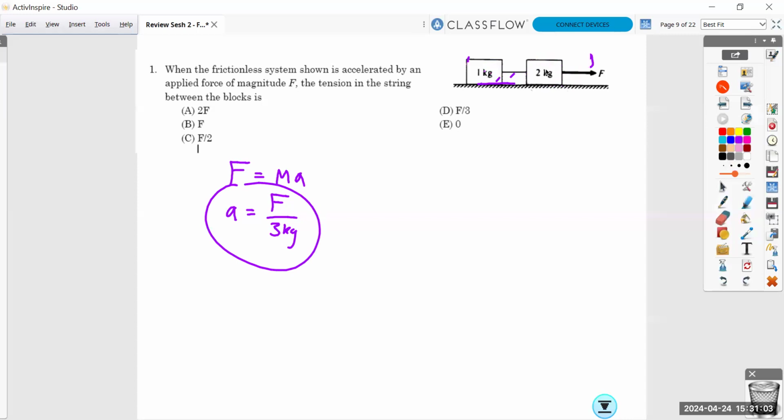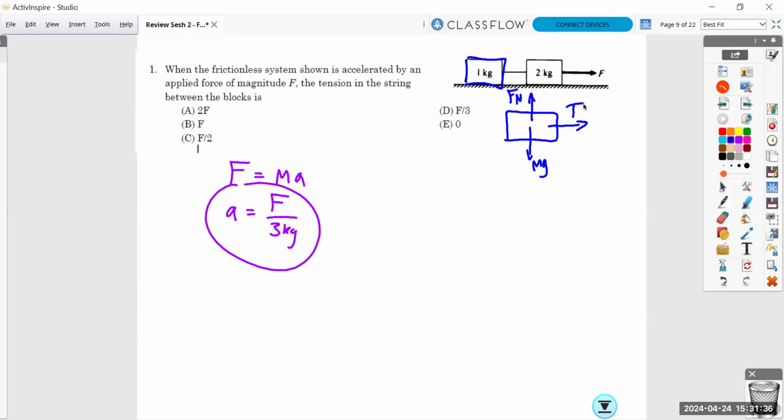One thing we're guaranteed, because the objects are tied together, is that they have to have the same acceleration, right? So now let's focus in on just the 1 kilogram block. The reason I want to focus on it is, what does the free body diagram for the 1 kilogram block look like? There's some stuff going on in the vertical direction, but in the horizontal direction there's only one force. There's just tension, right?